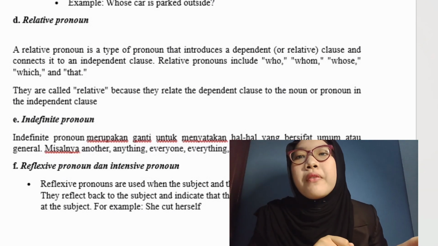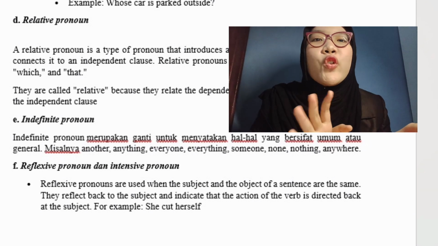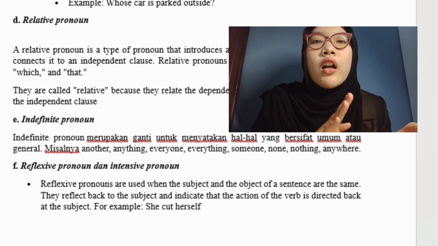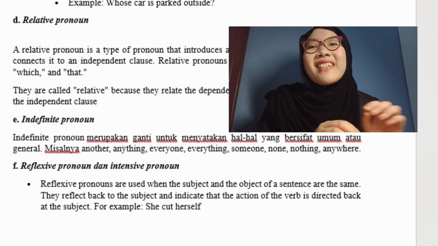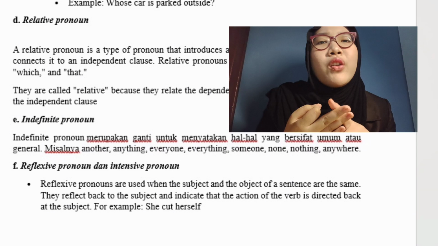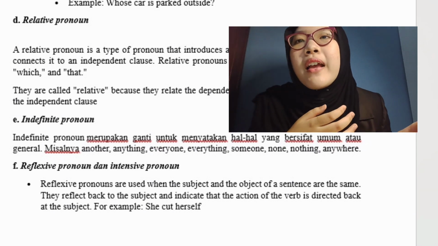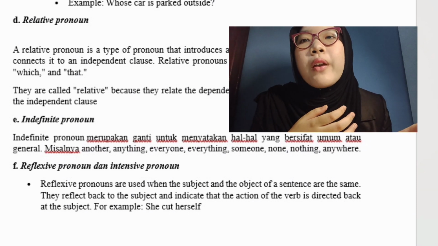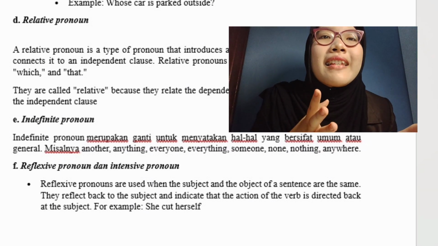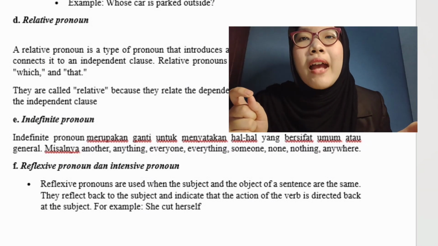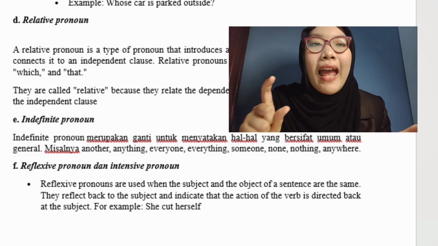And also the indefinite pronoun. Indefinite pronouns are like general pronouns whose meaning we know, such as everything, someone, no one, nothing, anywhere, anything. And the next one is about reflexive pronouns and intensive pronouns. Reflexive pronouns are used when the object and subject of a sentence are the same. They reflect back to the subject, indicating the action of the verb is directed back at the subject.